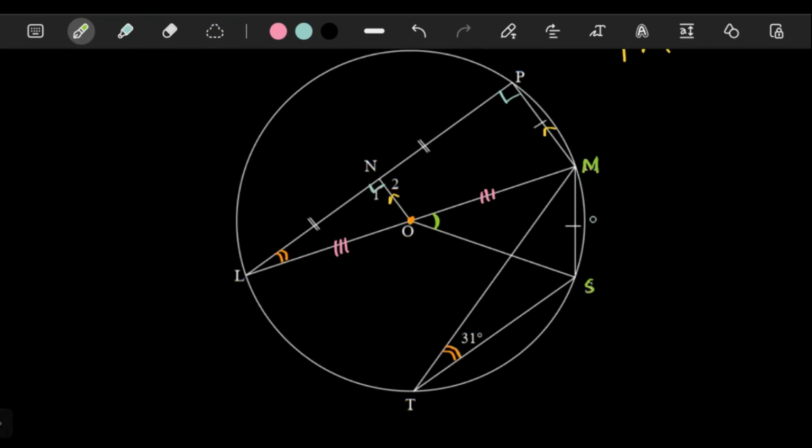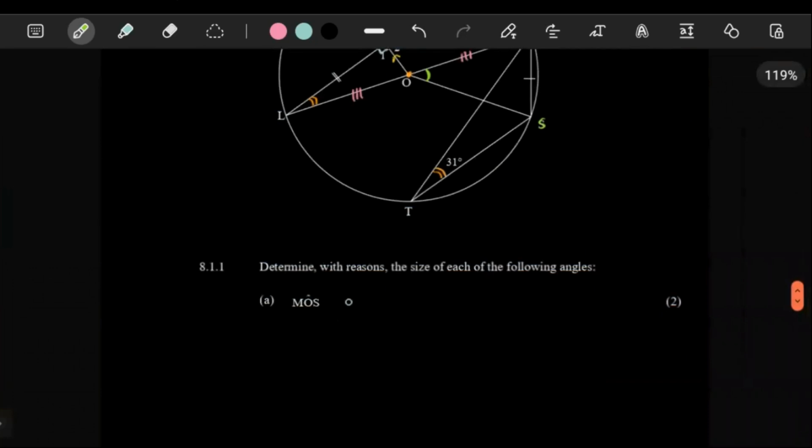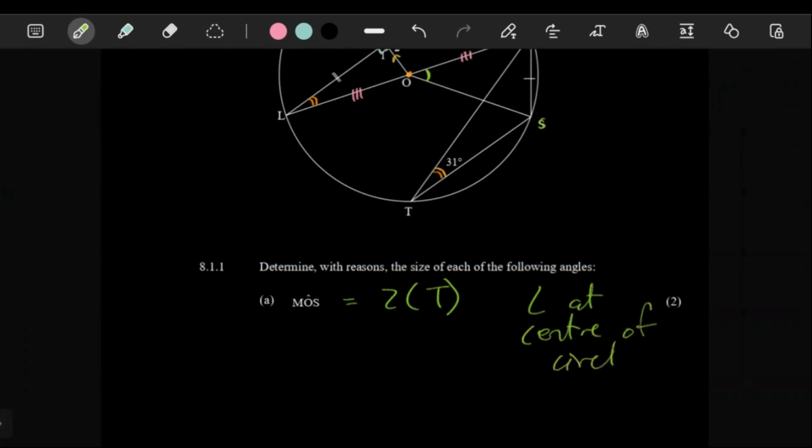So an angle at the center is double the angle at the circumference, if they're subtended by the same chord. So for 2 marks here, we're going to say this is equal to double T. The reason for that is angle at center of circle. So here, therefore, MOS is equal to double 31, just equal to 62.